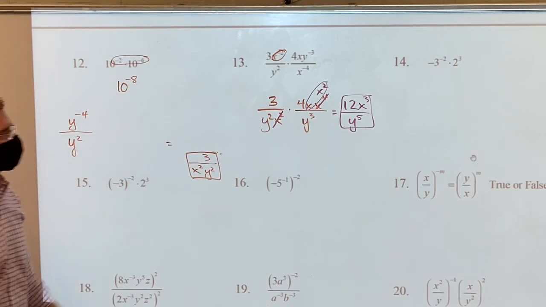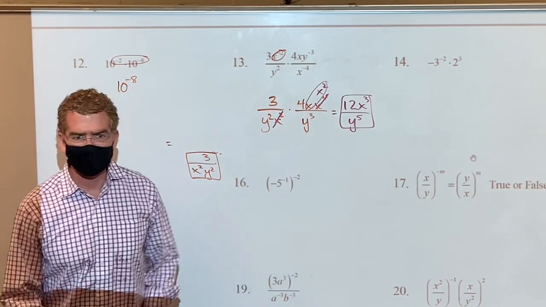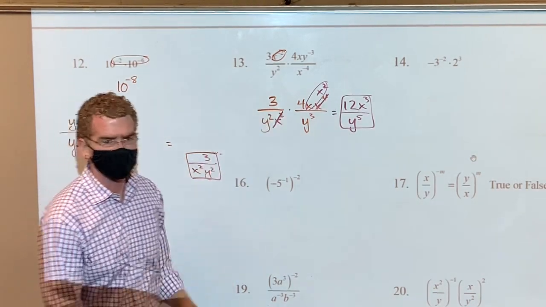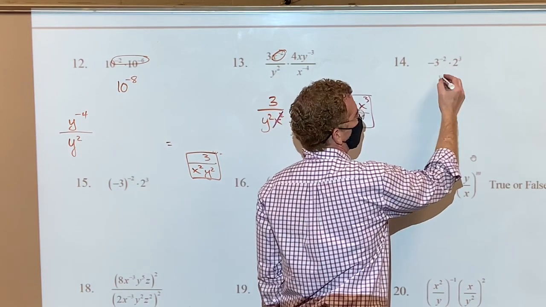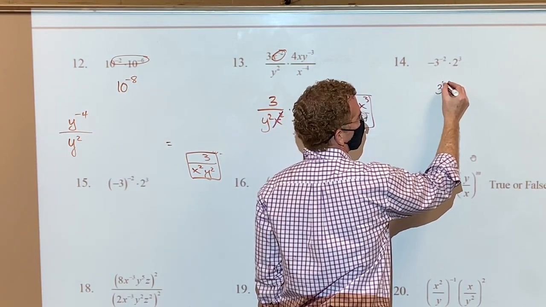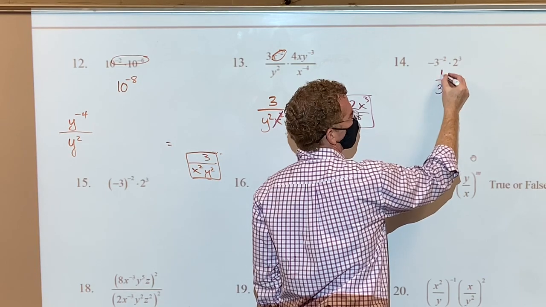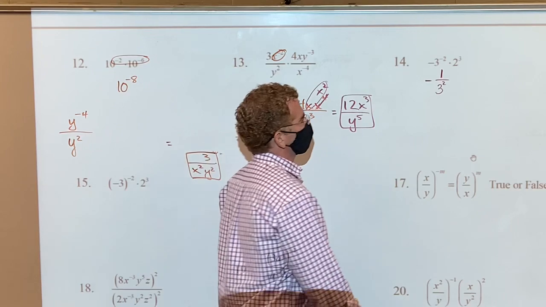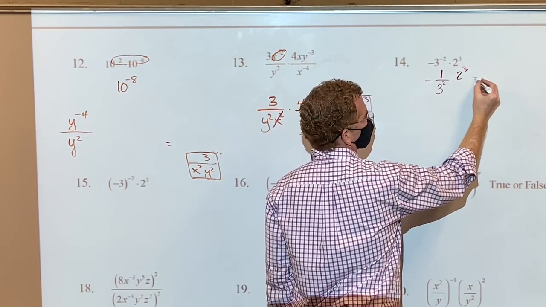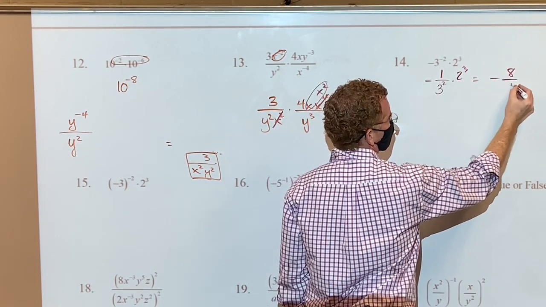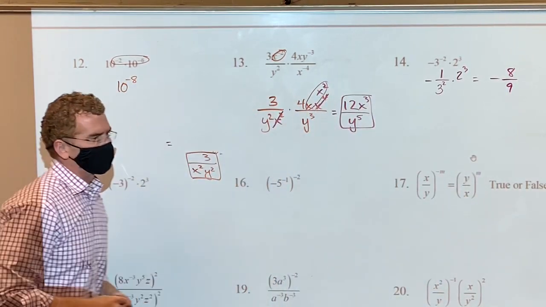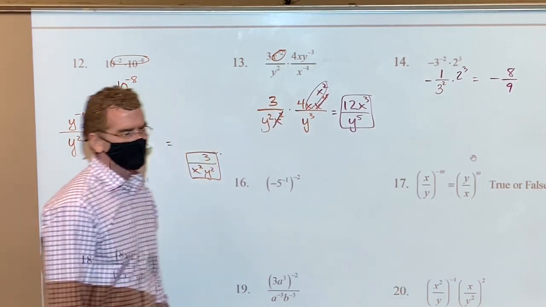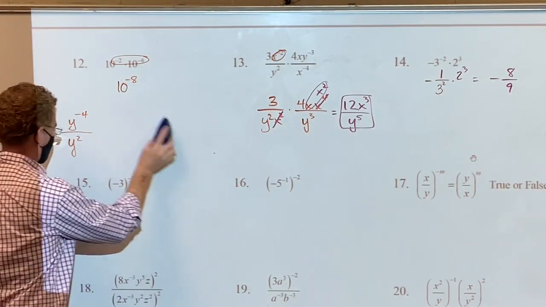Number 14. Is negative 3 to the negative 2? Is that negative 2 with the whole negative 3? No. So what can I do with that 3 to the negative 2? Make it a what? A 3 squared in the denominator? Leave the negative out front? So at this point, I just have negative 8/9, right? A lot of people see that and they take the whole negative 3 on the bottom and they square it and end up with a positive 8/9.